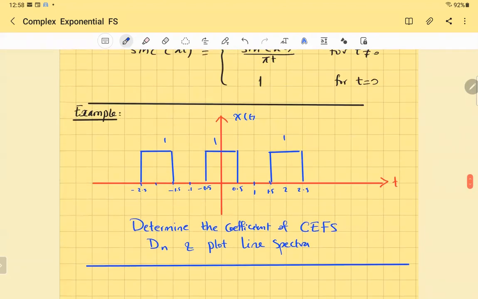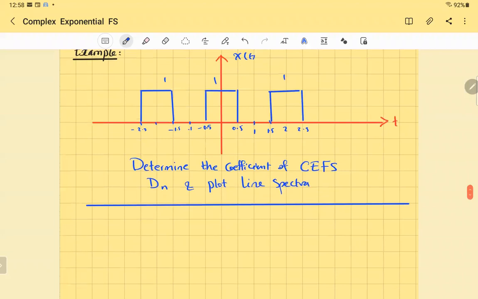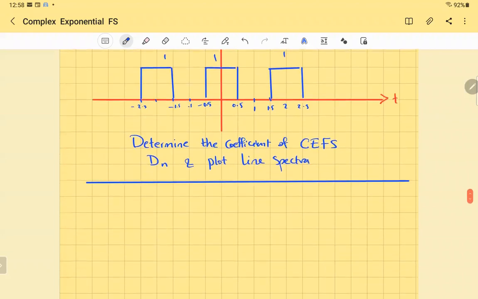So expect that the next lab will be on this topic. We'll do the same thing that you did with trigonometric. We'll make it exponential. That will be a good exercise. Now, how can you do that? The same steps we did with the trigonometric Fourier series, we're going to do.